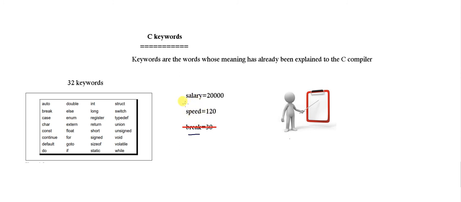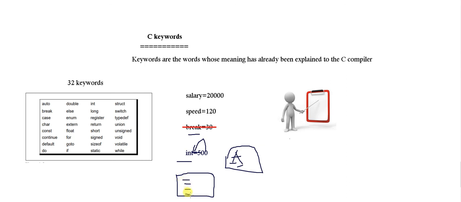But if I'm writing int equals to, or break equal to 30, you are changing the meaning. For example, I am writing int equal to 500. So guys, at the end of the day you are changing the meaning. You are assigning 500 to int, meaning you are replacing what was inside int with the number 500. Int was written in such a way that the compiler understands that if somebody is using int, whatever comes after int is going to hold an integer value, but you are changing its meaning. So these keywords are not allowed in variable names.